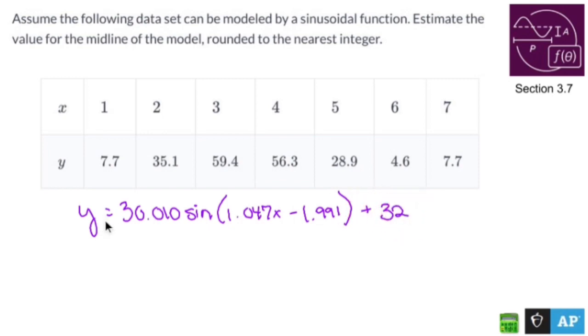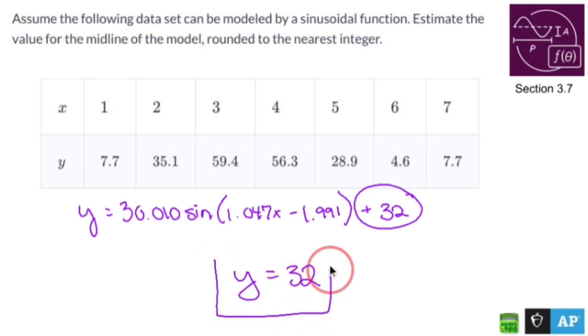Now, I didn't spend a whole lot of time going over this because I didn't really have to. In this case, what I care about is the value for the midline of the model. The midline happens right here at your vertical shift. So the equation for the midline is y equals 32. So not a whole lot of estimating. I mean, there it is right there in its beautiful form.